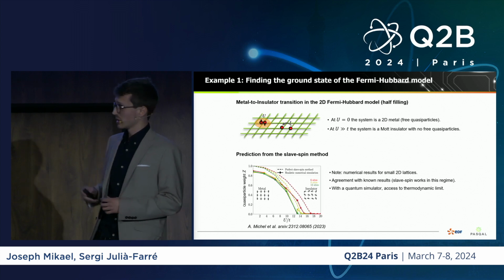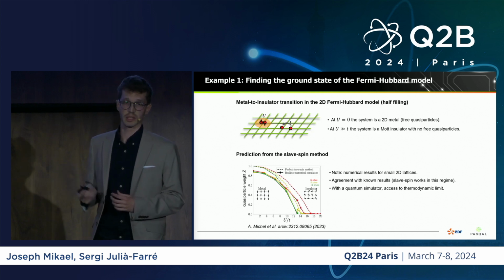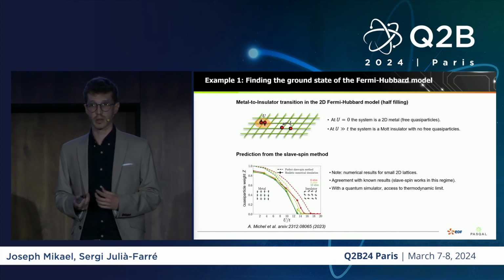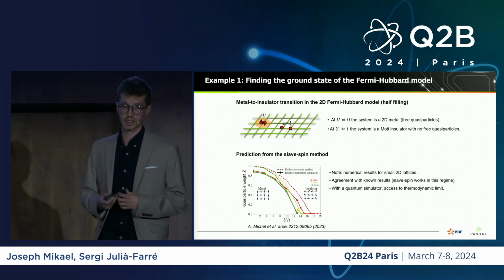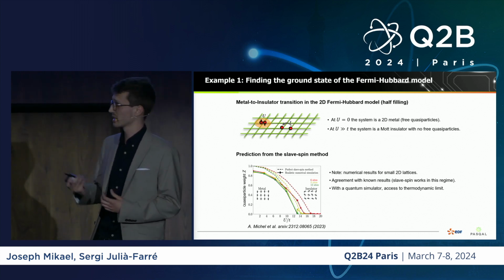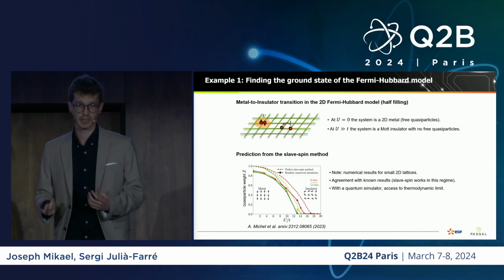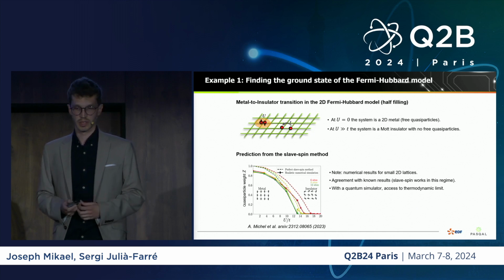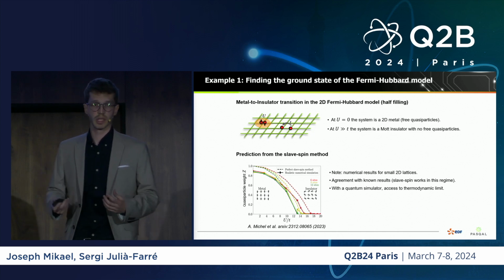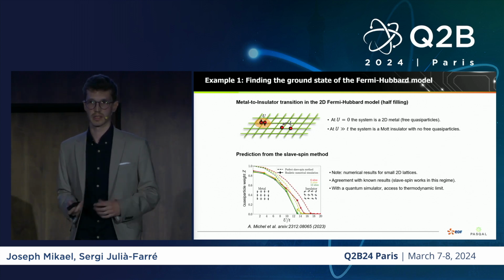With the slave spin method, these are classical results still, but it shows that you can compute relevant quantities of the original model. So here we show how the quasi-particle nature of the particles evolves when we increase interaction. Basically here you have the metal to Mott transition that we're going to study in a quantitative way. And this agrees qualitatively with what is known from other numerical methods. The good thing is that with the quantum simulator, we'll be able to go to almost the thermodynamic limit and study this transition properly.